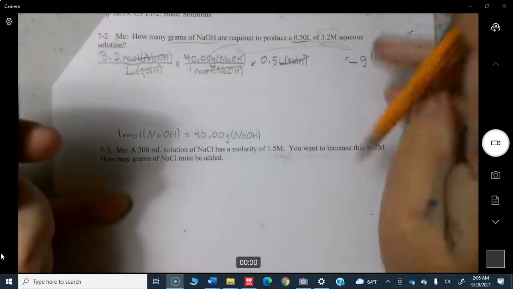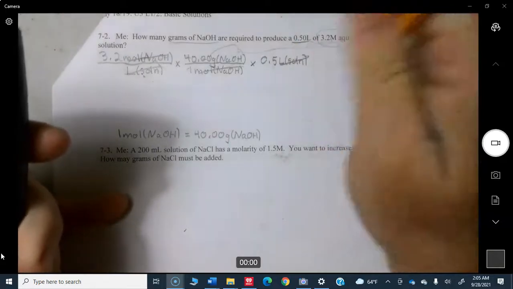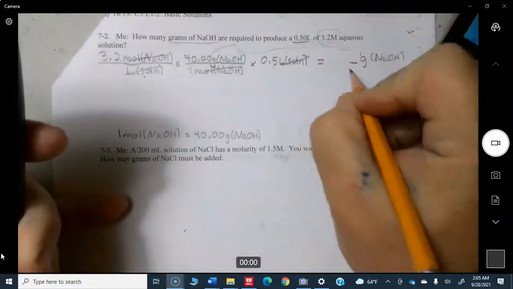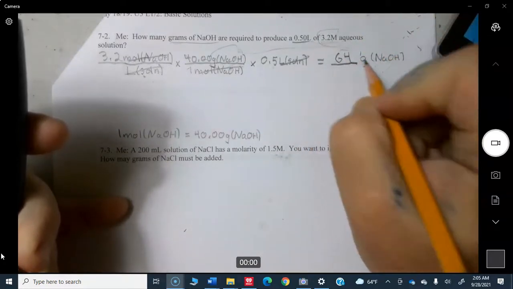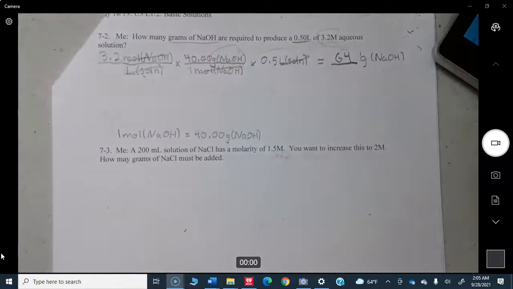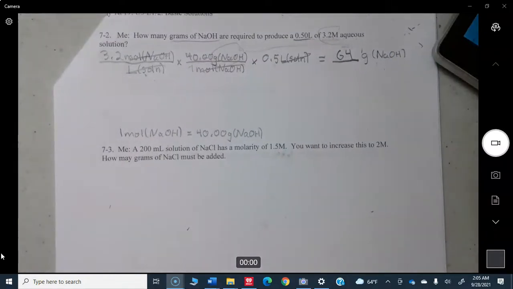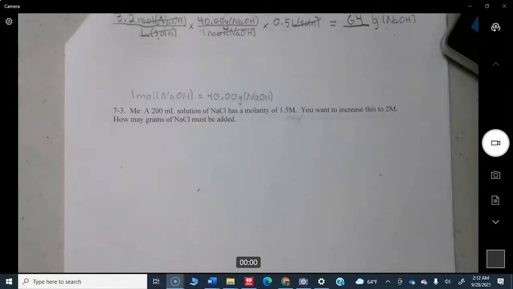Okay. So I actually did have more room than I thought I needed here. So let's put the equal sign. And that's going to be 64 grams. So you're going to have to go into the storeroom and get 64 grams of sodium hydroxide in order to make this, which you were asked to make. Okay? Again, a problem that you practice in the future. Okay? Let's keep going.